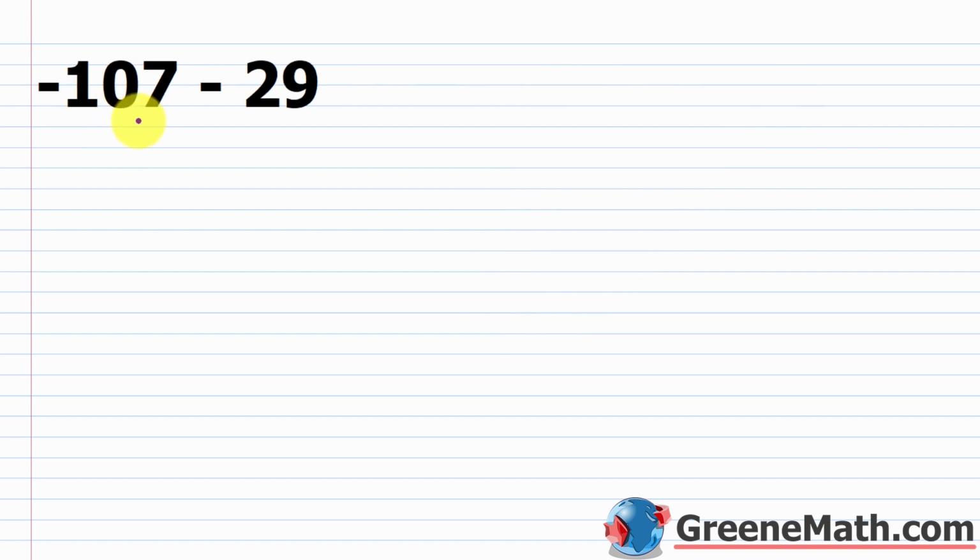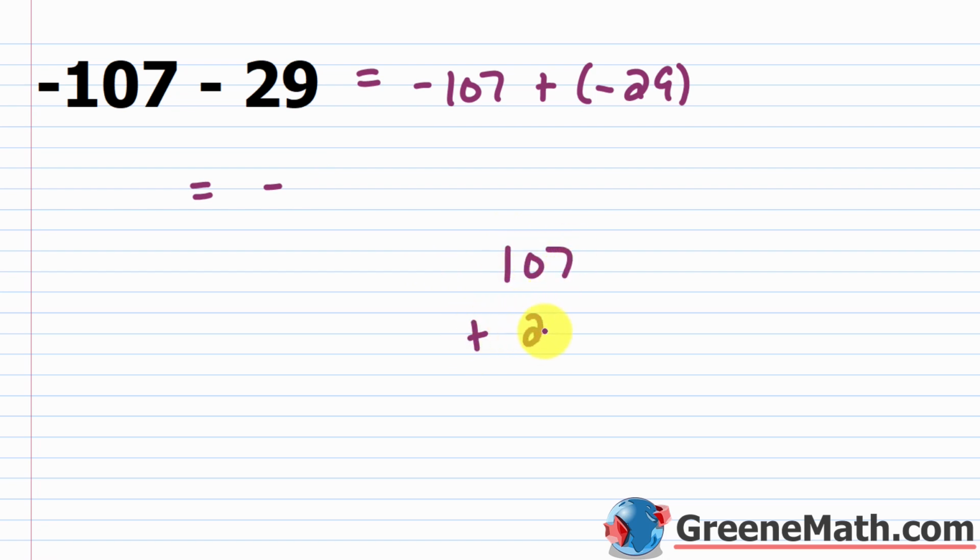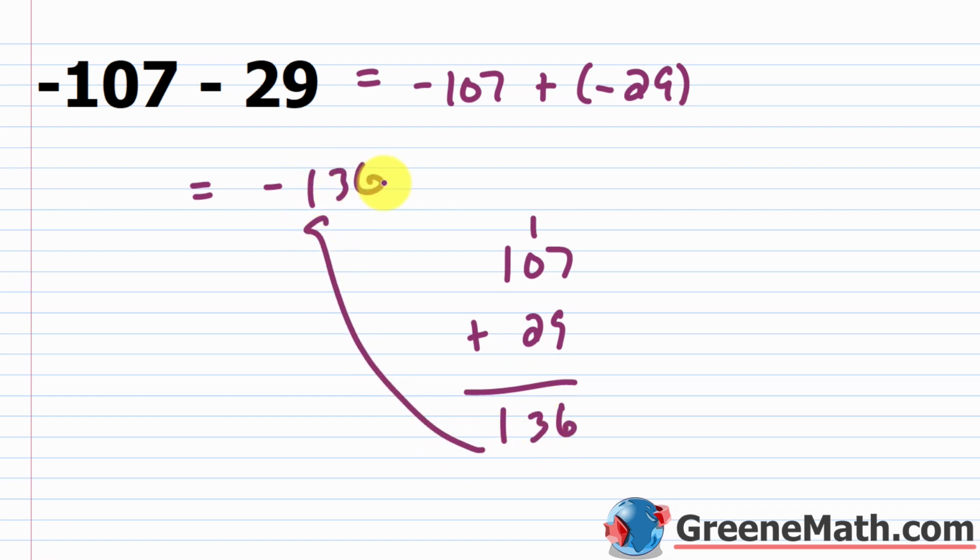What about -107 minus 29? So let's say this equals -107 plus a -29. So we know the answer is negative, and you're just going to say, well, what is 107 plus 29? So just add the absolute values. 7 plus 9 is 16. 6 down, carry the 1. 1 plus 0 plus 2 is 3. Bring down the 1. So this is 136. So again, drag that up there. We'll say the final answer is -136.